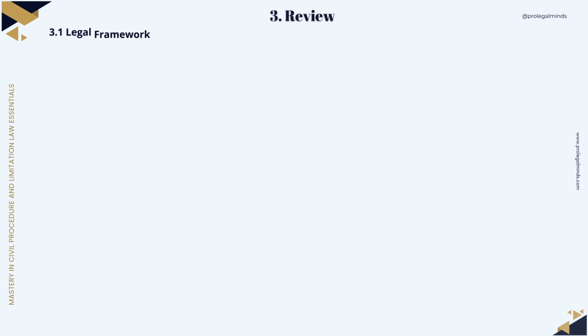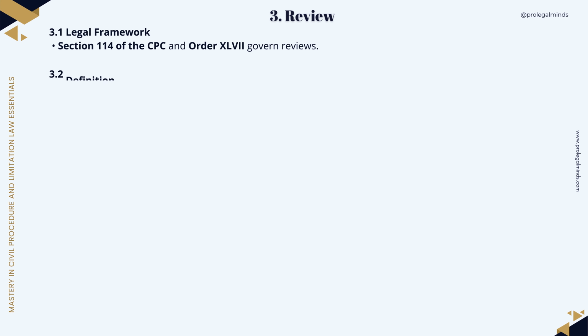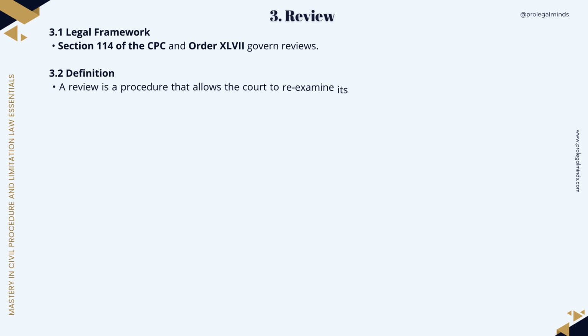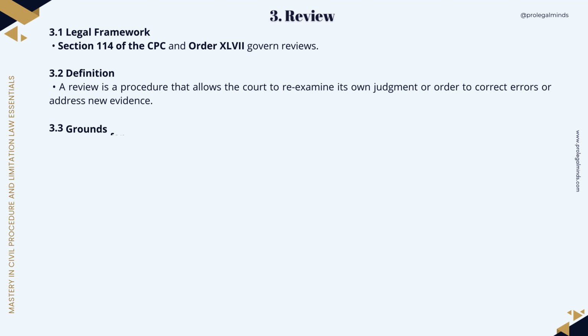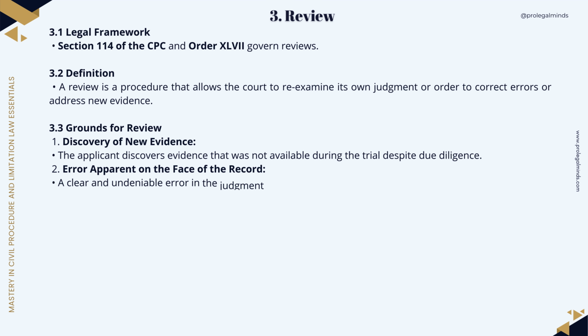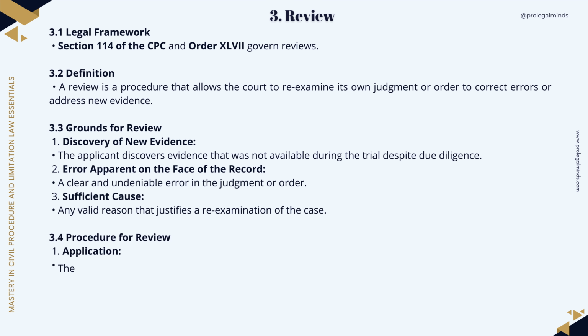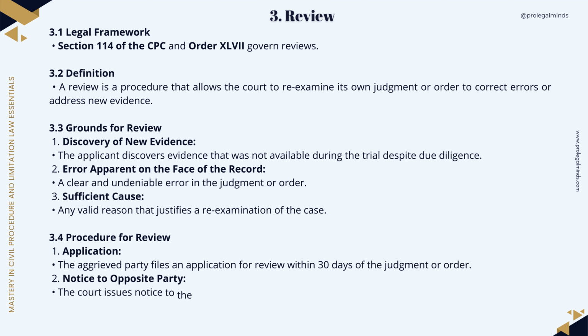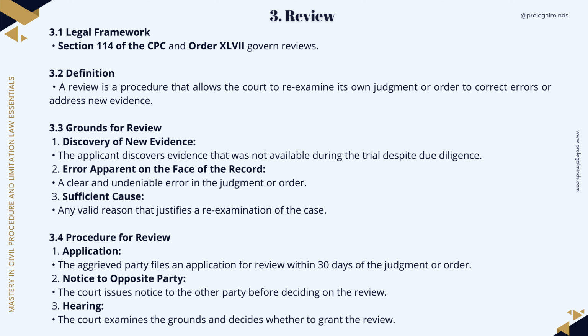Review, legal framework, and definition. Reviews are governed by Section 114 and Order 47 of the CPC. They allow a court to re-examine its own decision to correct errors or consider new evidence. Grounds for review. Reviews are granted when new evidence is discovered, there's an apparent error on the record, or a valid reason justifies re-examination. Procedure. The aggrieved party files a review application within 30 days of the judgment. The court notifies the opposite party and conducts a hearing to decide the matter.